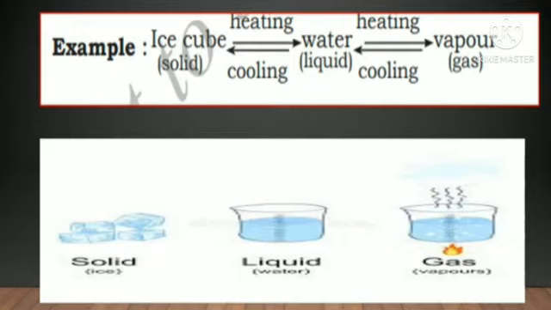The same gaseous state of matter, when you cool it down, when you cool that water vapor, it gets converted to liquid first, and from the liquid you can always make ice cubes, that is, back to the solid state. This way heating changes the state of matter.